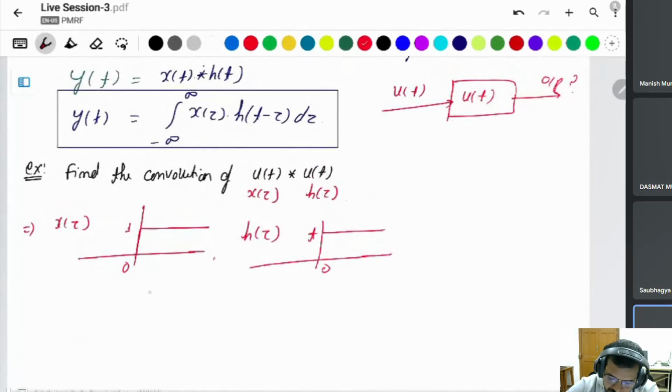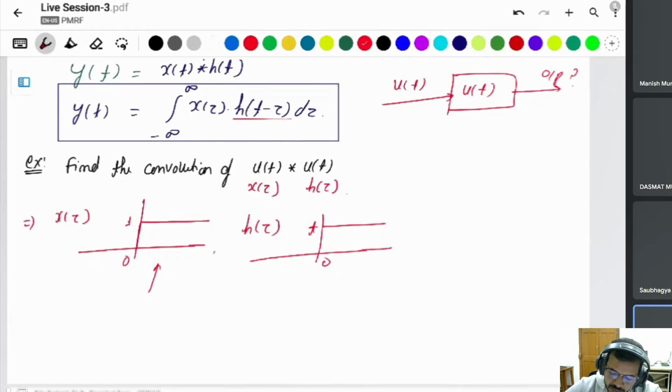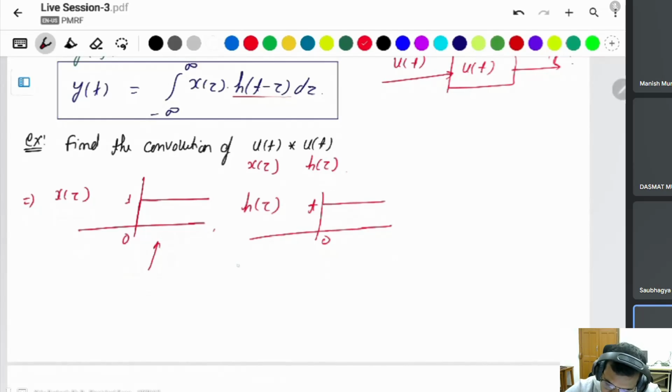Then there is the x(τ). Take this one as the same. Then find h(t − τ). Can you return this one, h(τ)? Minus t? Then what is τ − t? h(τ − t) means there is some delay t.